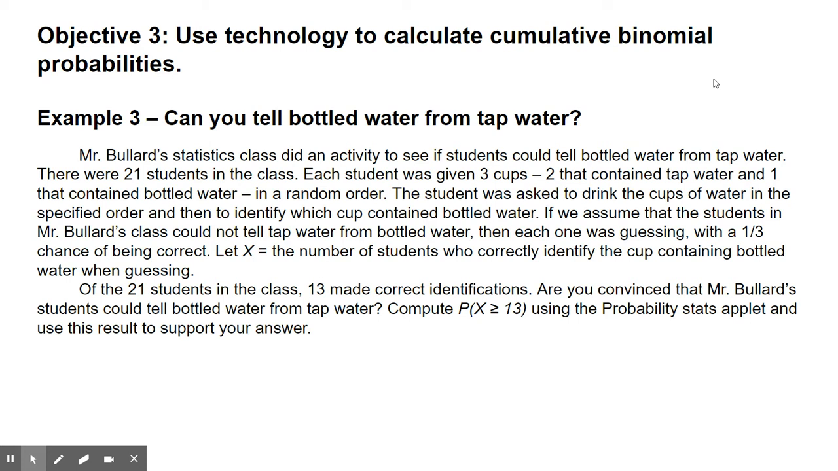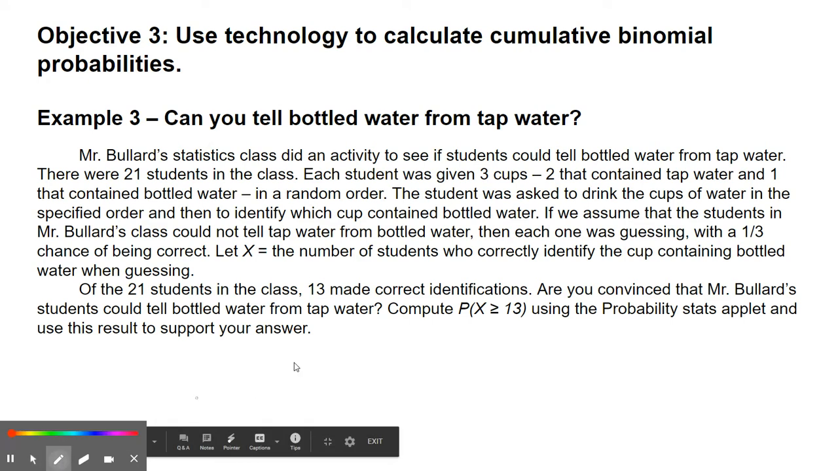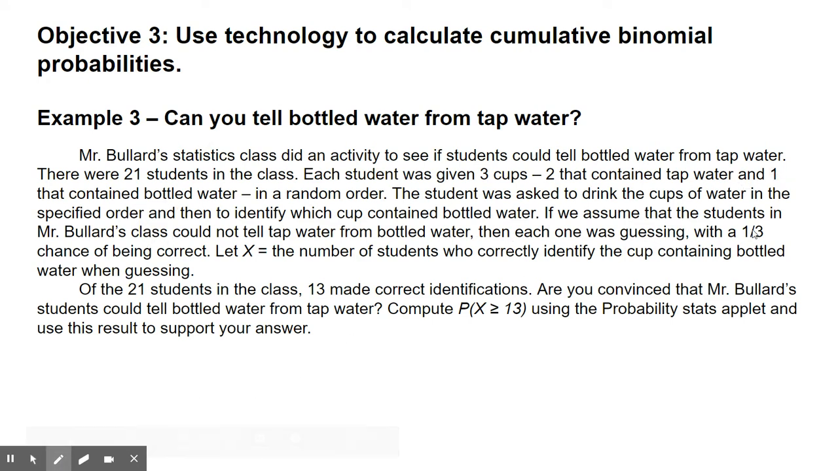There were 21 students in the class. Each student was given 3 cups, 2 that contained tap water and 1 that contained bottled water, in a random order. The student was asked to drink the cups of water in a specified order and then to identify which cup contained bottled water. If we assume that the students in Mr. Bullard's class could not tell tap water from bottled water, then each one was guessing with a 1 out of 3 chance of being correct. This is important: 1 out of 3 because one of the little cups contains bottled water.